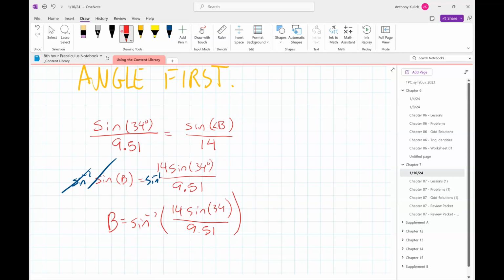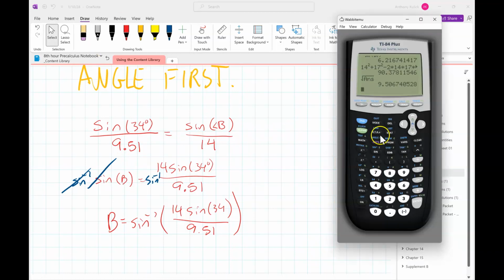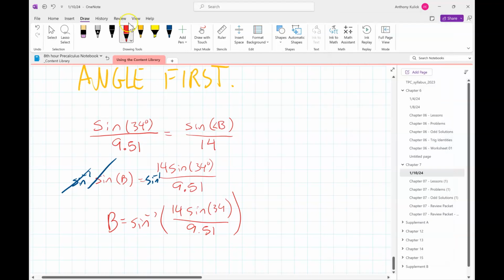Again, please do this all in one line on your calculator. Don't make this harder than it needs to be. Type it in exactly like it looks. So sine inverse, second sine, 14 sine 34 divided by, I'm going to do second and then the negative sign to get the ANS in there so I can just plug in the 9.51 and take all the decimals with me, and then enter. So I got 55.44.